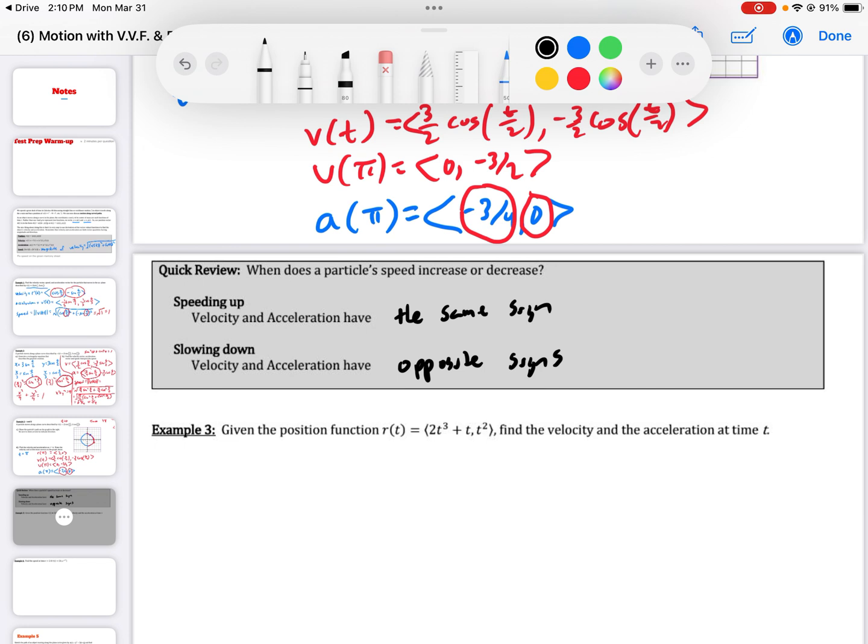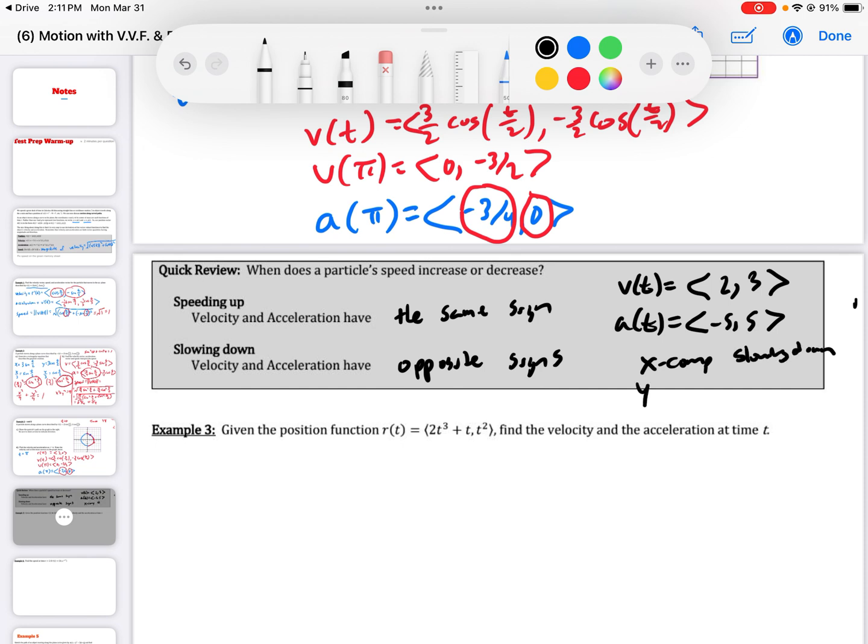That I look at the derivative of velocity, which is acceleration. So speeding up, slowing down. The tricky part about these: let's say we have velocity vector 2, 3, and acceleration vector -5, 5. In this case, I look at it in terms of the x component and the y component. The x component is slowing down. The y component is speeding up. So I look in each component.